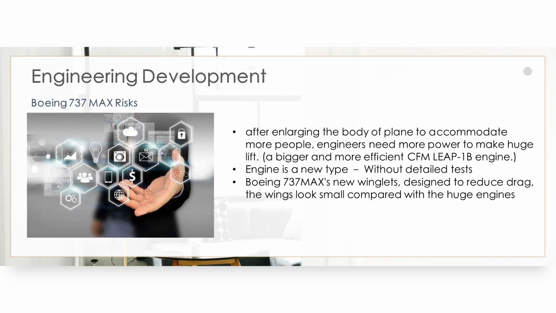Also, to accommodate the new type of engine, the engineers want to choose new winglets. It is designed to reduce drag. The wings look smaller compared with the huge engines, and it has a very special design in terms of the shape.